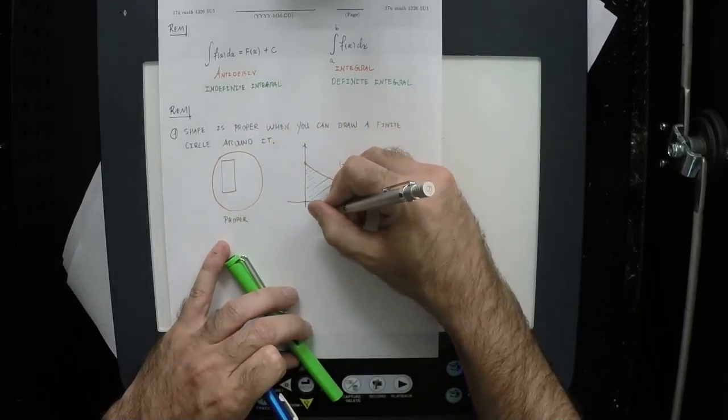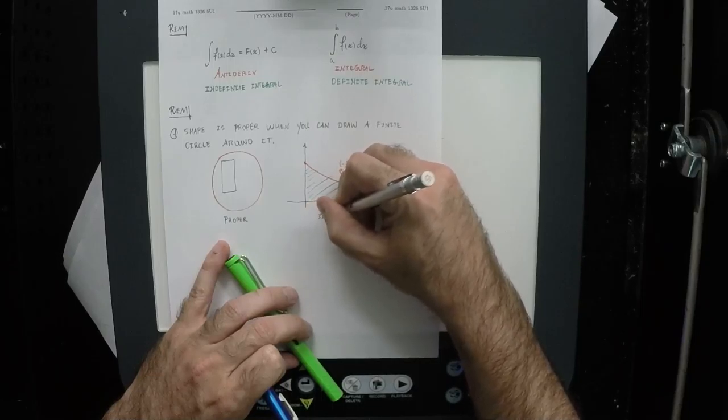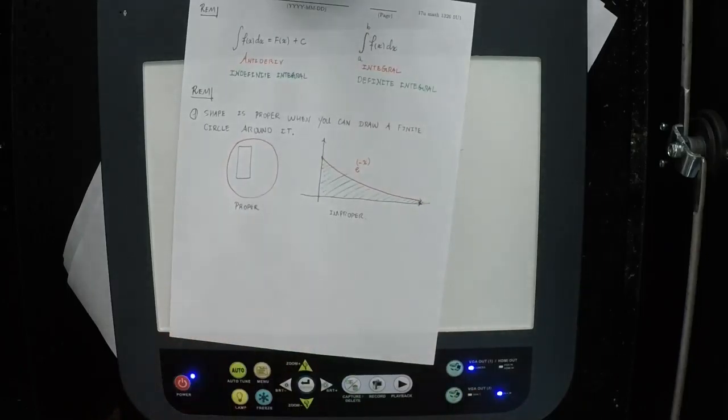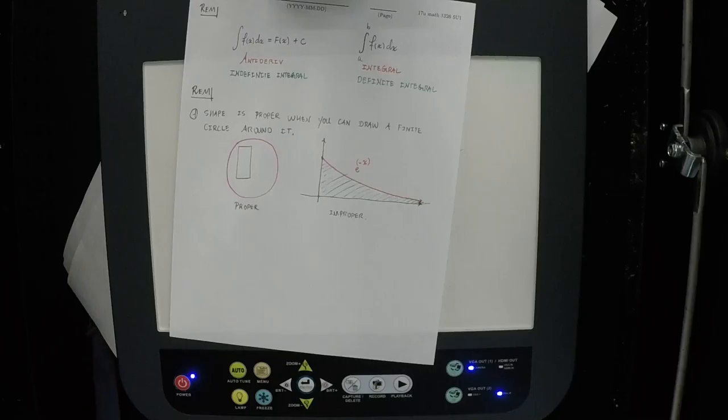At least in this reckoning, this one is improper. Now, the thing is that our integrals, remember that integral is intimately connected to the area of a shape. But our definition of integral requires that that shape, in the end, is proper. You can't use an integral to find the area of an improper shape.